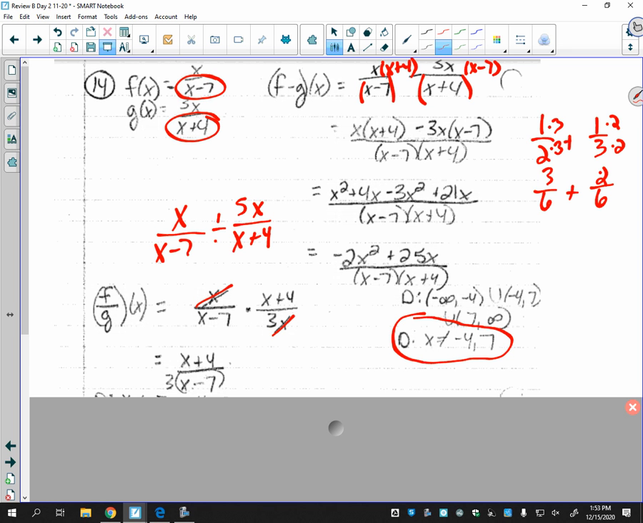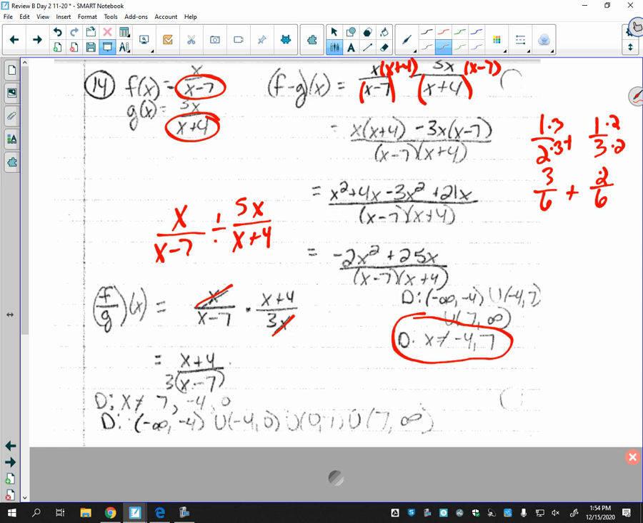The domain has to be the restrictions here along with the original restrictions, which means I think we're still skipping over 7 and -4. But you also have to skip over 0. And why is that true? Because when we did copy dot flip, we then have this x in the bottom. And even though we canceled it out, it's still not part of the domain. We talked about this last week. If you cancel something out, that's a hole in the graph instead of an asymptote, but it's still a discontinuity.